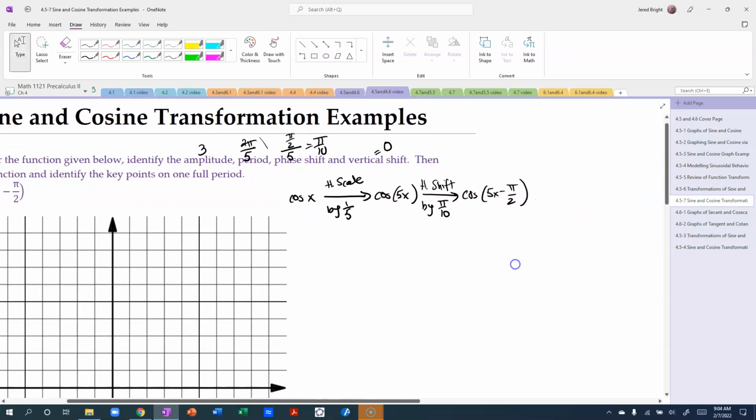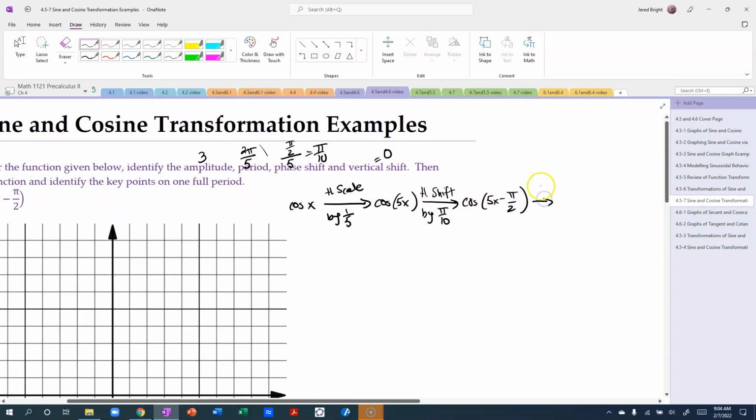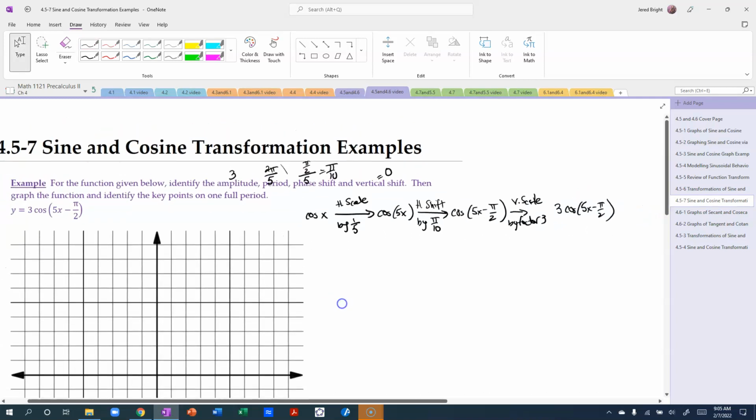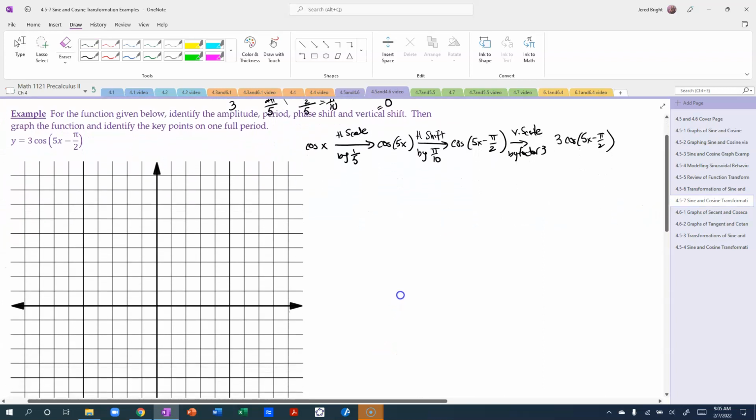And then lastly, I would do a vertical scale by factor 3. Was it 3? Yep, positive 3. Okay, so I have 3 cosine 5x minus pi over 2. Okay, so that's the sequence of transformations that I'm going to do.